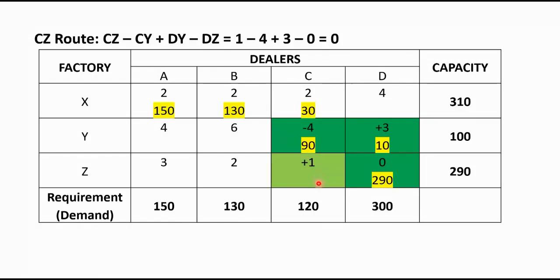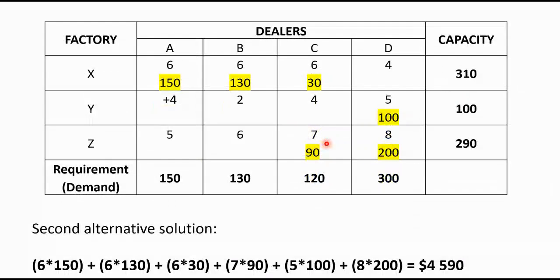So that means we will be adding 90 to the positive sign and removing 90 from the negative sign. So for the CZ square, we are going to add 90. For the CY square, we will be subtracting 90. For the DY square, we will be adding 90. And for the DZ square, we will be removing or subtracting 90. So the new table will have to be 90. This will become 200. This will become 100. And this will become 0. Just like this.